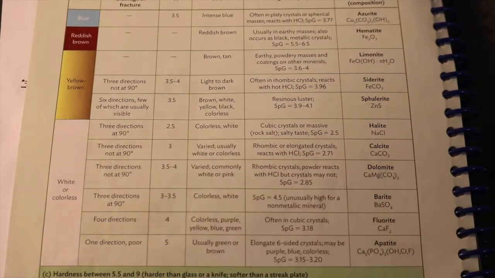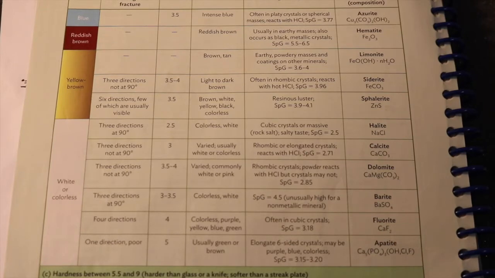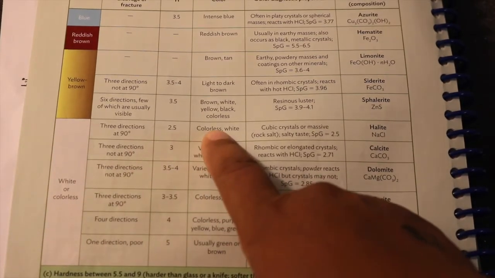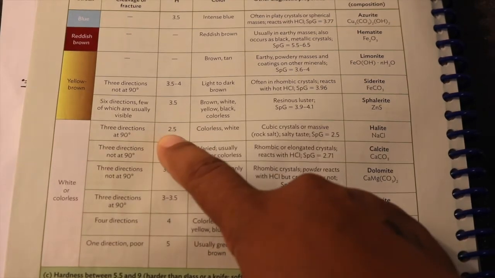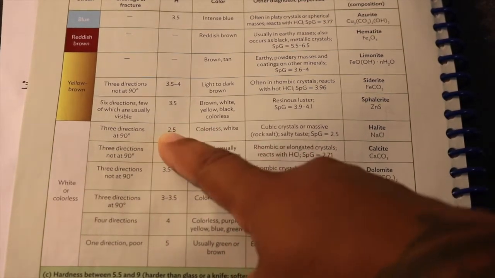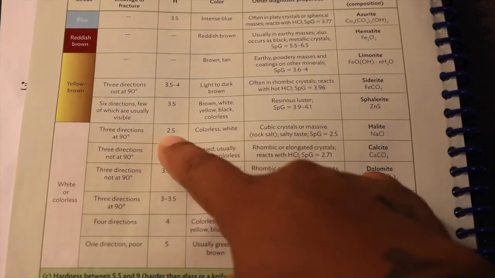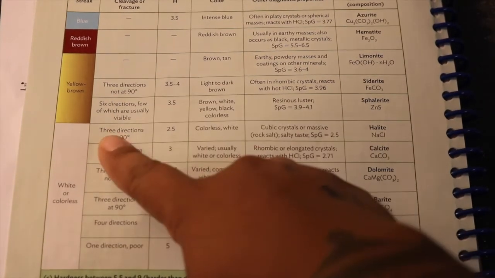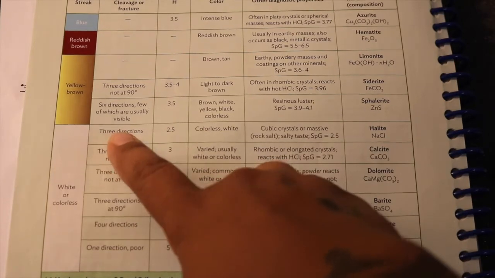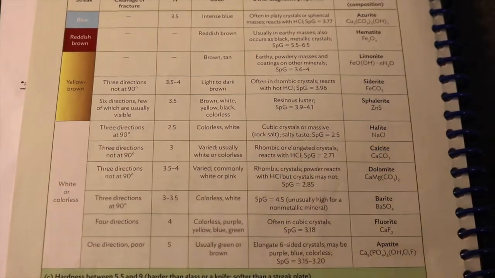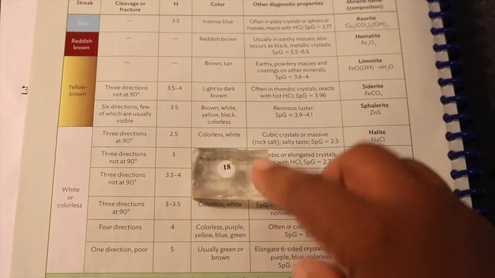which means that our mineral, which we know is colorless to white with a non-metallic luster, has a hardness of somewhere between 2.5 and 3, but definitely less than 3 because we know it's got to be softer than that penny, and it has 3 directions of cleavage at 90 degrees, which means that our mineral in question is halite. So mineral number 18 in your box is halite.